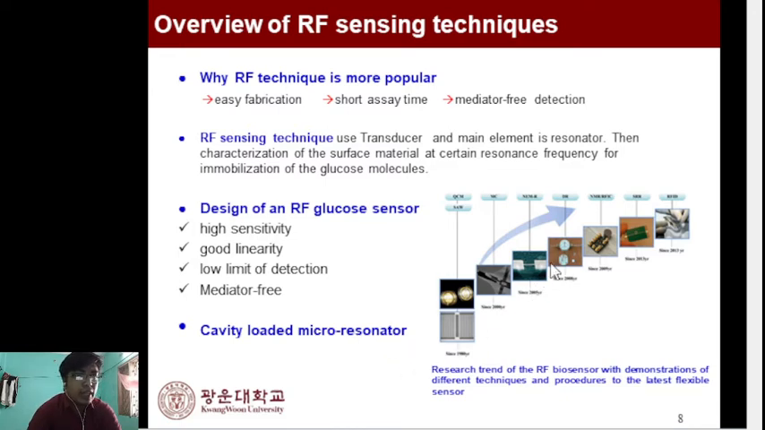And here we see a pictorial view of an RF biosensor with different elements. It starts from the quartz surface, crystal quartz membranes, and the RFID, radio frequency identification.